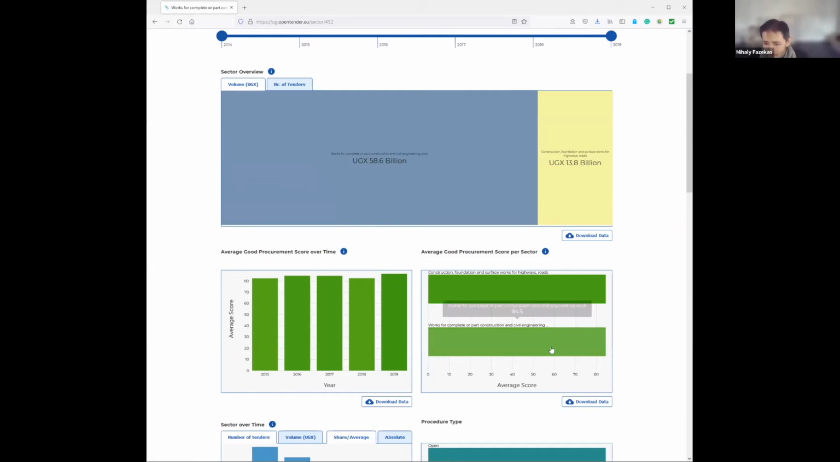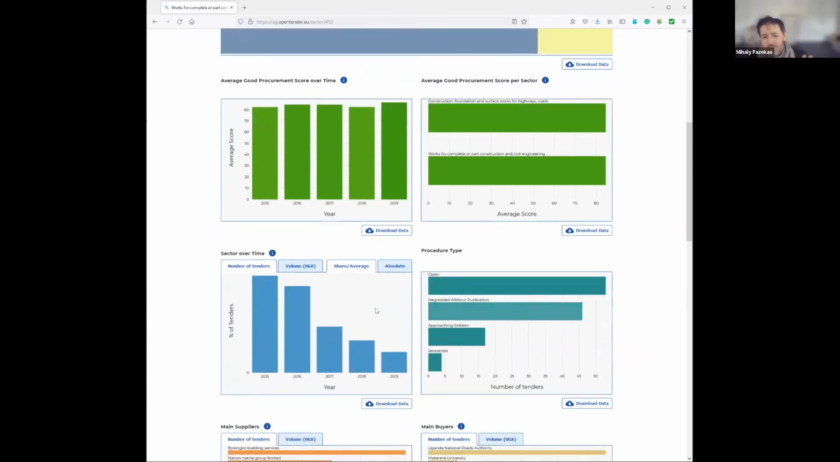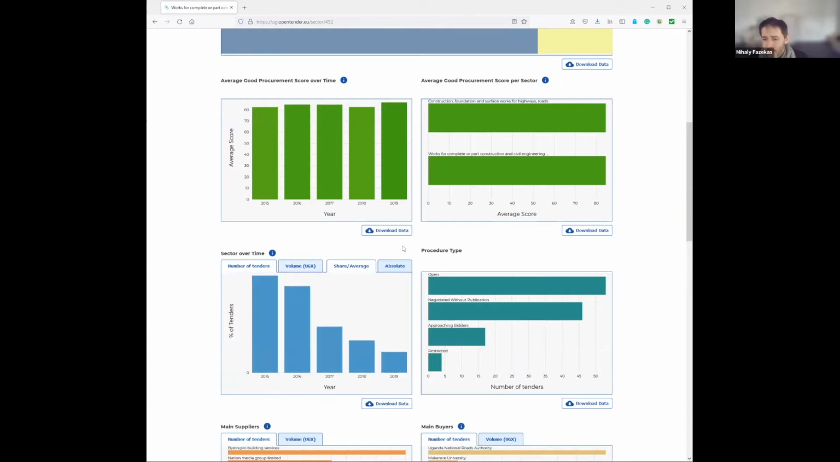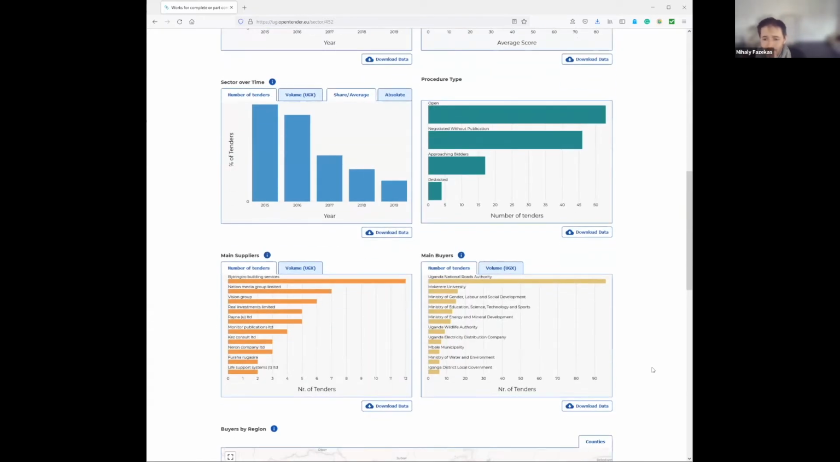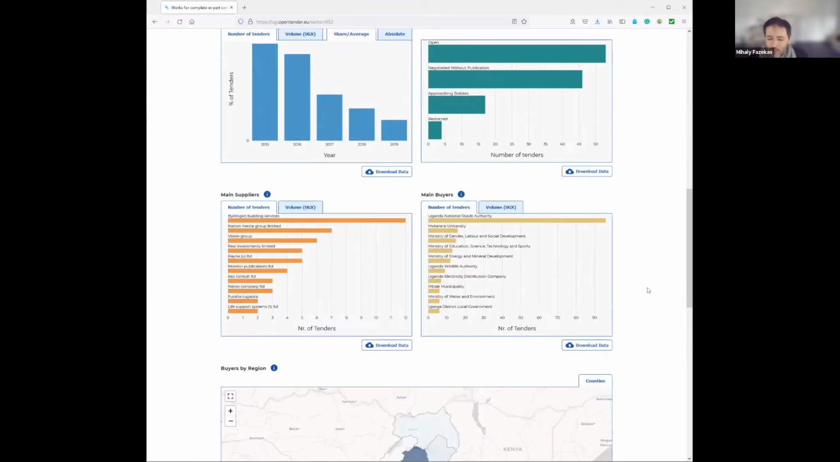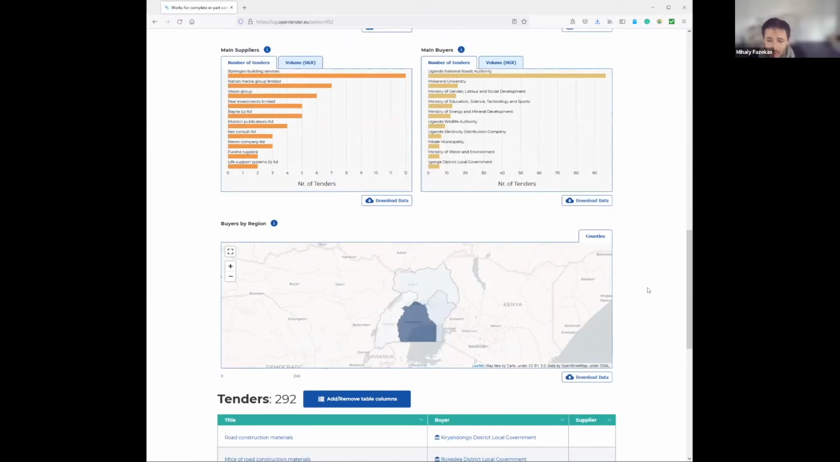You can look at subsectors. In this case, we have only two notable subsectors which are fairly similar to each other. And then you can look at the spending patterns over time, so the number of contracts, the value of these contracts. You can look at procedure types, quite simple. And then what starts to be interesting is that you can look at the main suppliers and buyers, both by number and volume of spending. And then you can also look at the geographical location of buyers, so where spending is happening.